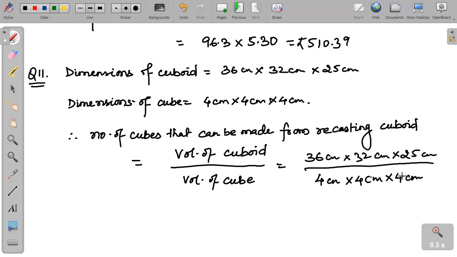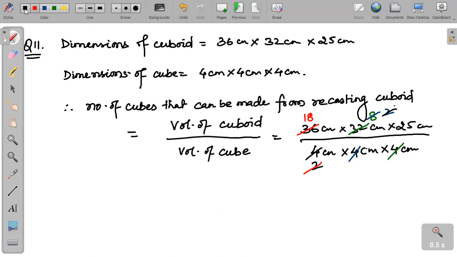Then we will cancel these, so 4 is going to take away this. The second one is going to take away and make it 2. The 2 can be cancelled to get 2 over here, and then using red, this 2 can be cancelled to get 18 over here. 25 into 18 is going to be 450. 450 cubes can be made. Okay, so first part is done.